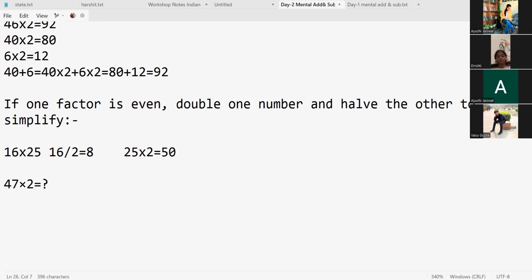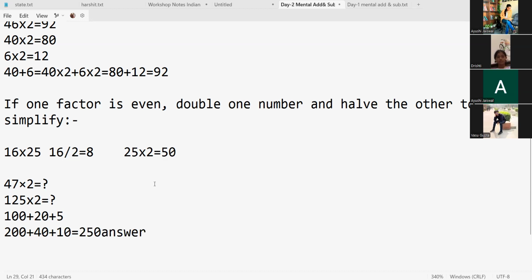Okay. Now, if we increase to a 3 digit number, for example, 125 multiplied by 2, it is the same pattern. First, separate it: 100 plus 20 plus 5. Then multiply: 2 times 100 is 200, 2 times 20 is 40, and 2 times 5 is 10. So the answer will be 250. That is your answer. Okay?